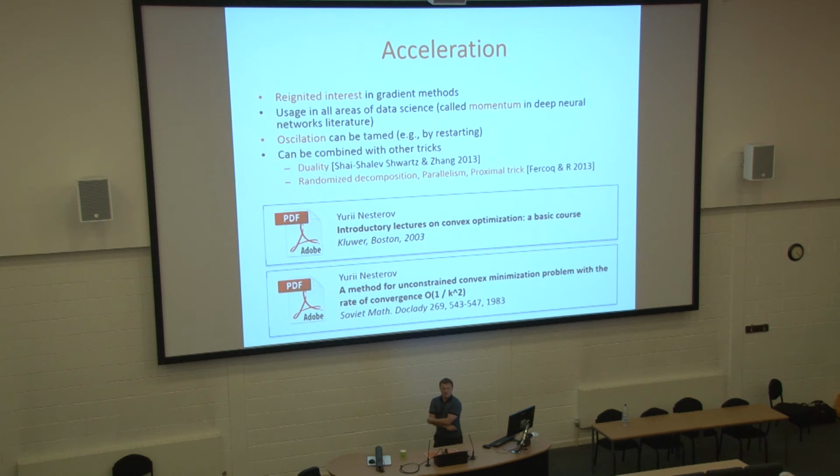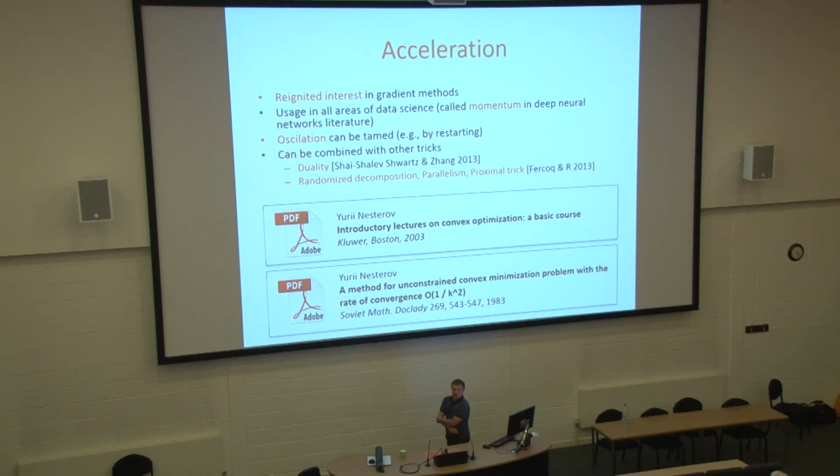Right, so acceleration was, I think, one of the main reasons why this era of interior point methods translated into the era of gradient type methods, which enabled much better, much quicker data science solutions. It is also known in the literature as the momentum trick. If you look at the deep neural network literature, they use an algorithm called stochastic gradient descent with momentum. Momentum means acceleration; it's the same thing.